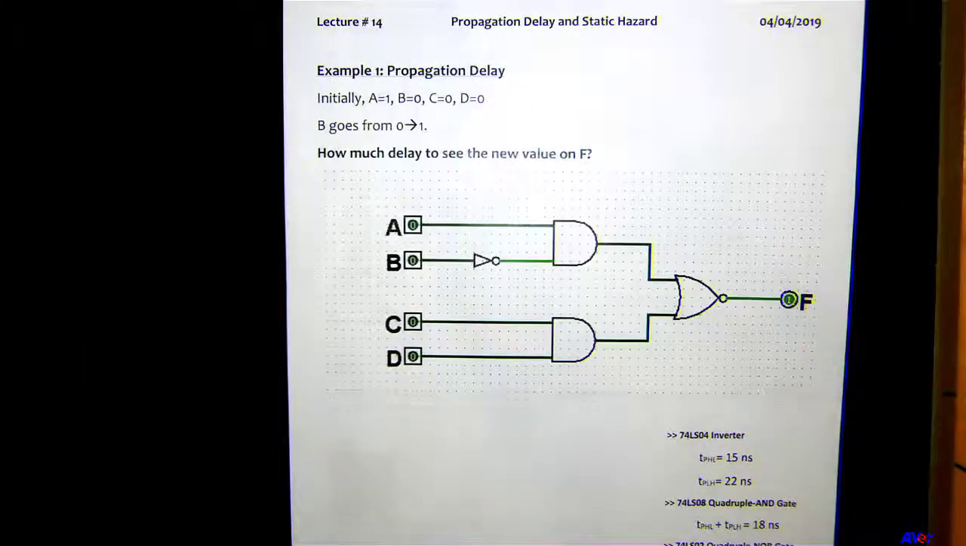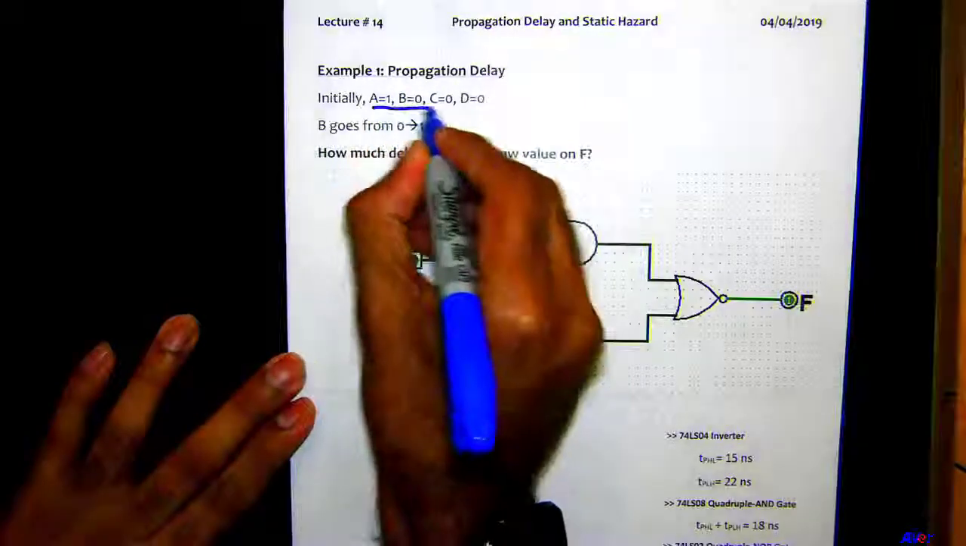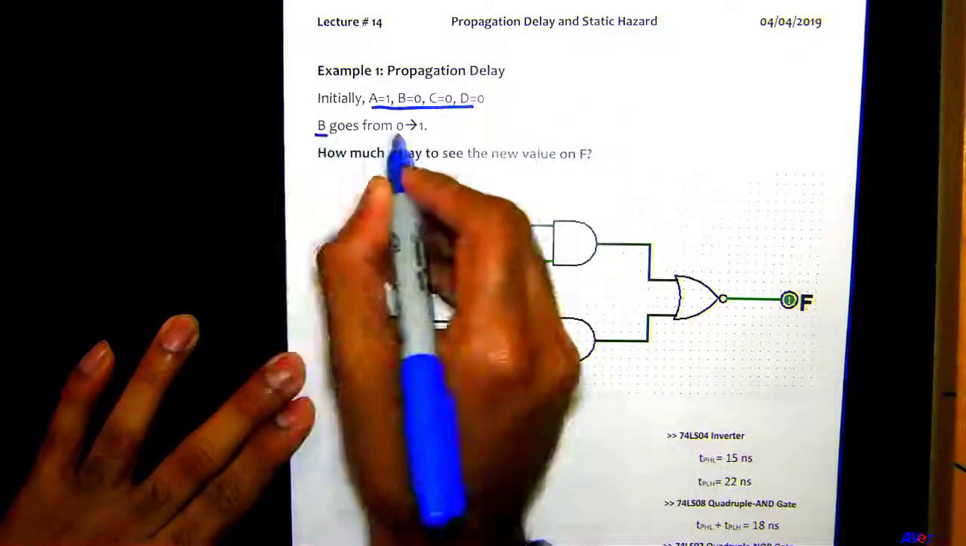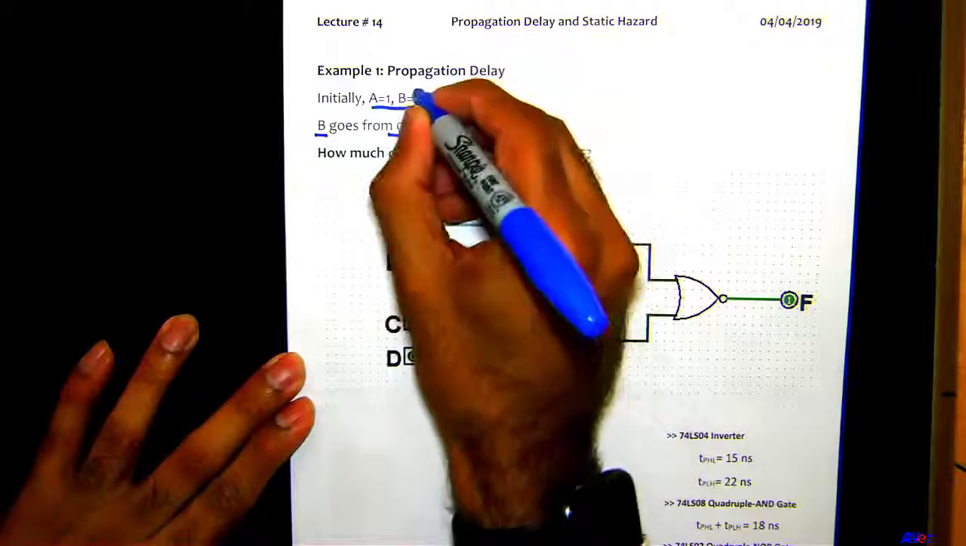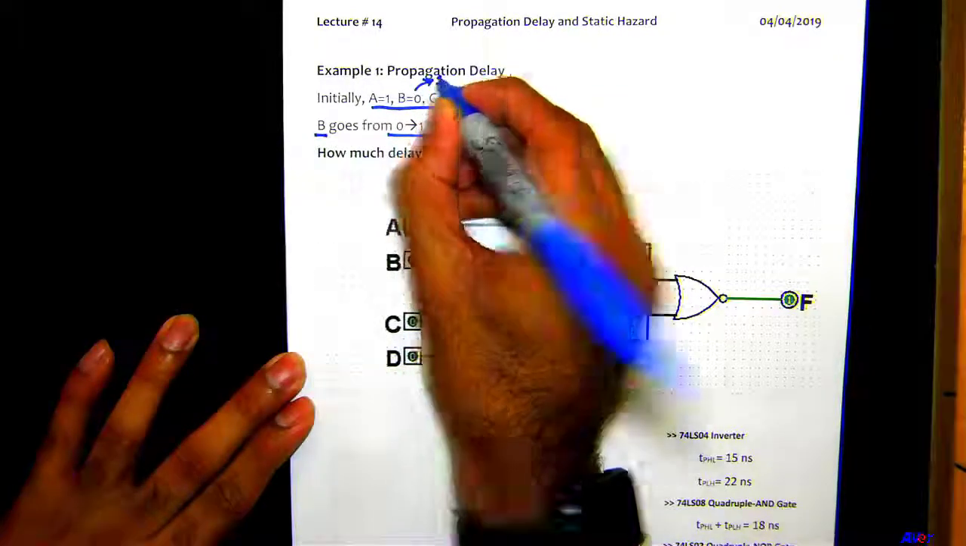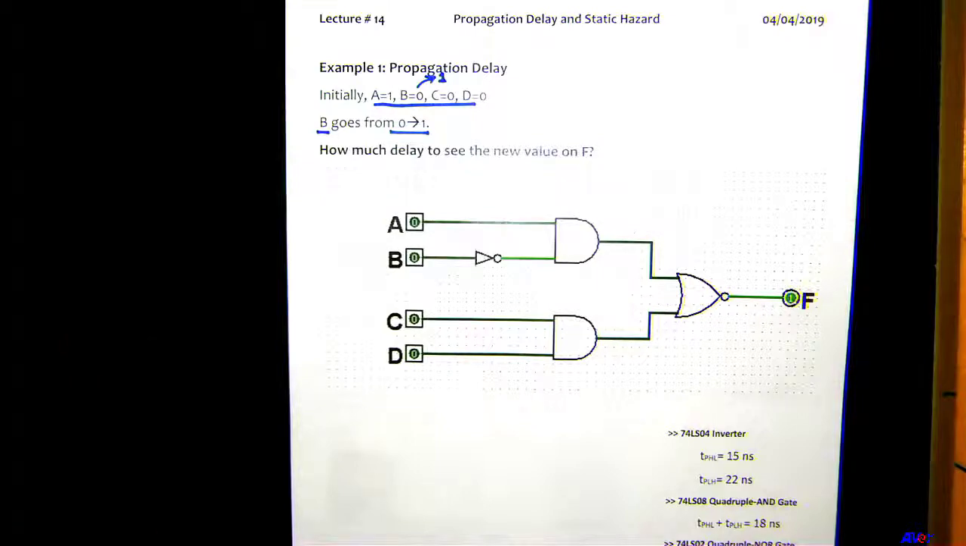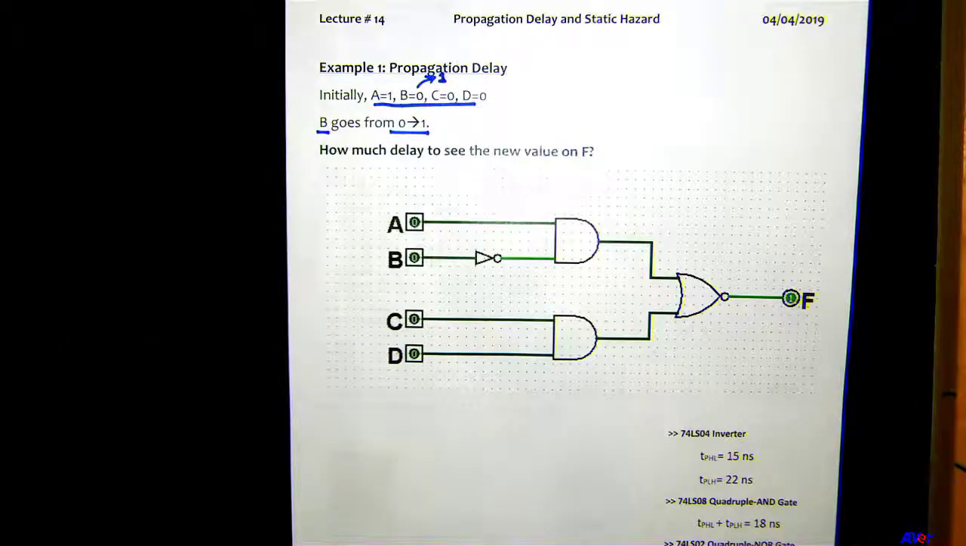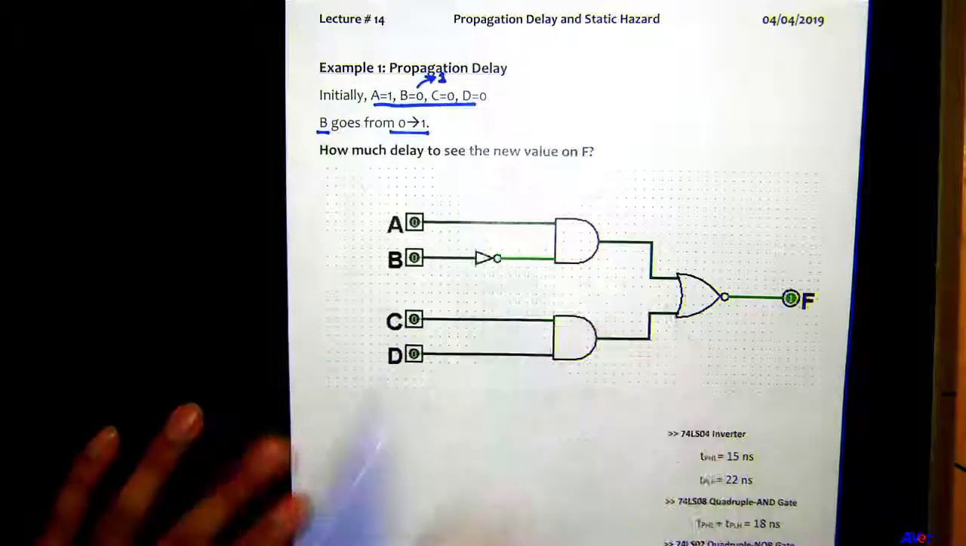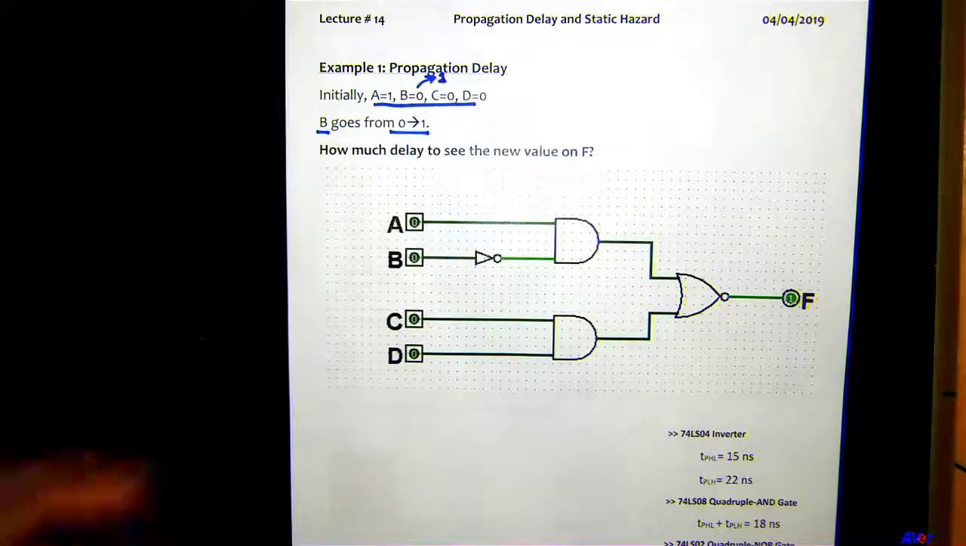I have this circuit, which I just randomly came up with. Initially, the values are such that A is set to 1, B is set to 0, C is 0, and D is 0. B then goes from 0 to 1. So maybe F would change, and how long would it take? That is what we are going to find out in this example. How much delay until we see the new value of F?